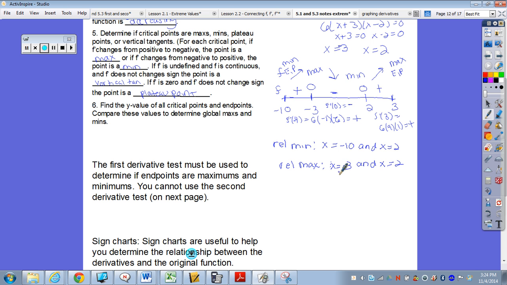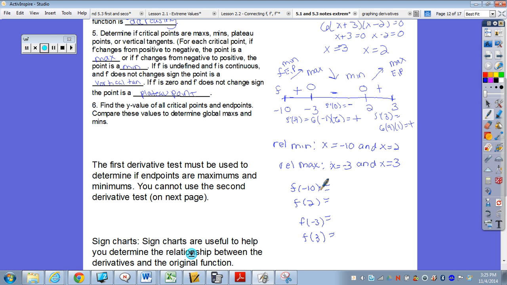Now for this, they asked us also to find the global max and min. In order to find the global max and min, you have to find the y values and compare them to see which one is lower for the min and higher for the max. So I'm going to find f of -10, f of 2, f of -3, and f of 3. Oh, sorry, I messed up. The max is also at x equals 3, not x equals 2. Sorry. So f of -3 and f of 3. So I'm going to find those 4 points.